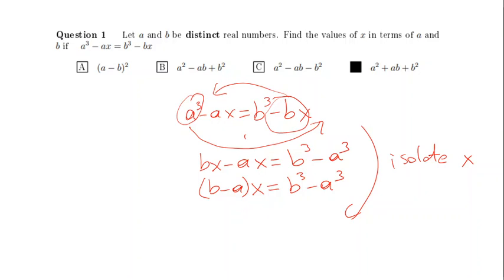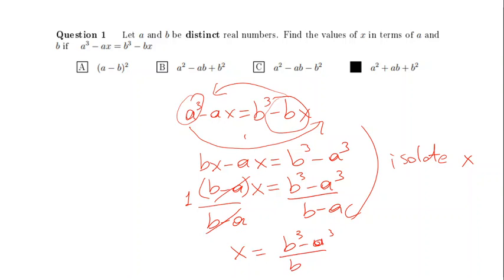Then we divide both sides by b minus a. It will be 1 here. So x is equal to b cubed minus a cubed divided by b minus a.